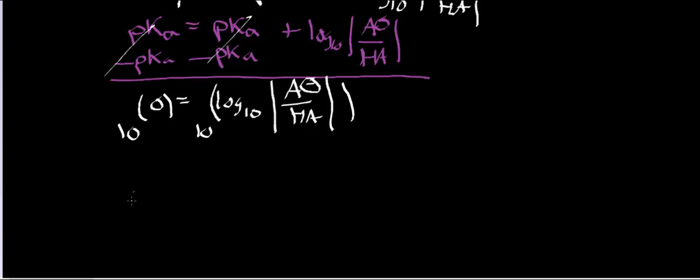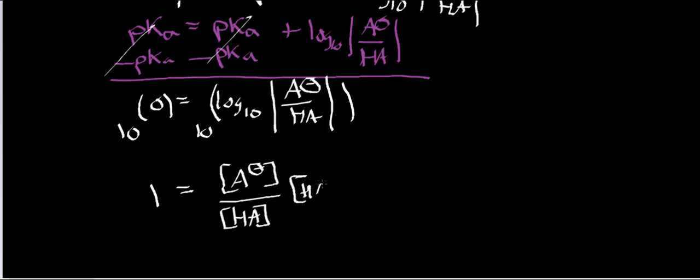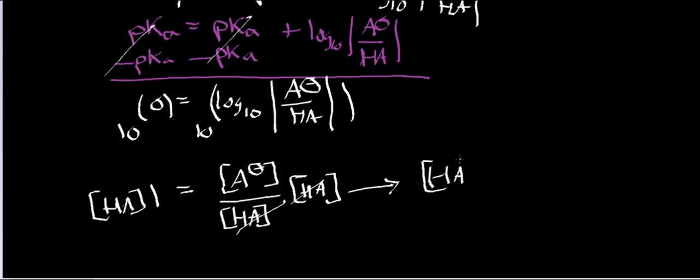So what happens? What's 10 to the 0 power? And really, what's anything to the 0 power? Well, that's just 1. What's 10 to the log base 10? Well, those cancel out, and so you just get the concentration of A minus over the concentration of HA. Well, if I want to figure out what each one is, I can just multiply both sides by HA. If I do one thing to one side, I have to do it to the other side. So over here, HA cancels, and then I get this relationship that the concentration of HA is equal to the concentration of A minus at the pH when the pH is equal to the pKa.